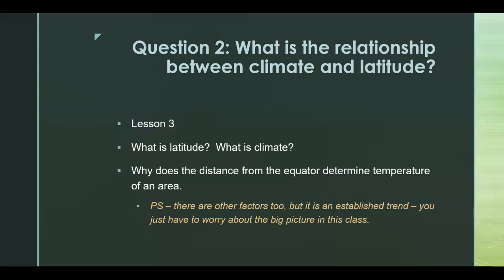So basically, to answer this question, you need to answer what is latitude, what is climate, and then you're going to describe the relationship. The relationship is that the distance from the equator determines the general temperature of an area. I just made a little note. There's other factors too, like, for example, if you're near a body of water, it's going to be a lot different than if you're landlocked, like in Las Cruces. But for the most part, temperature will increase the closer you are to the equator. So you just need to talk about that in this question.